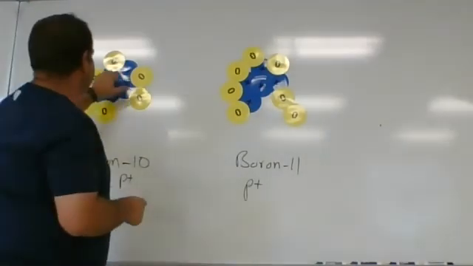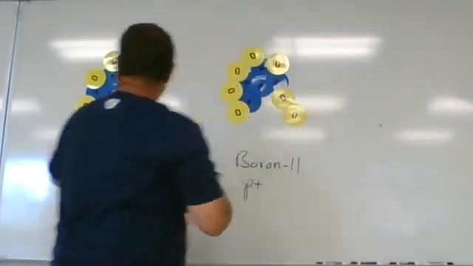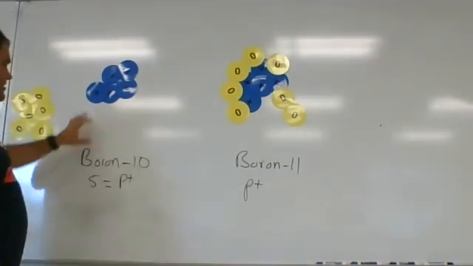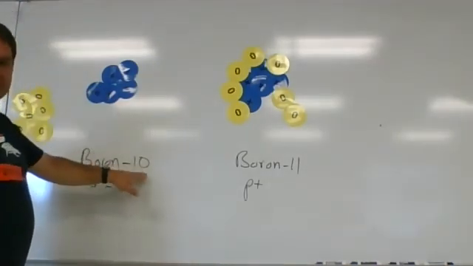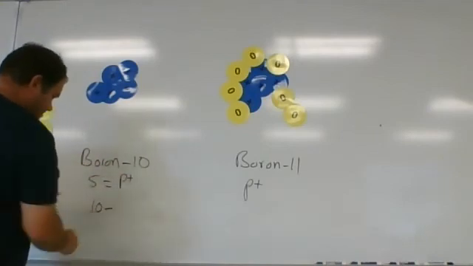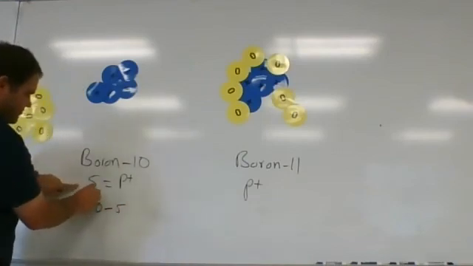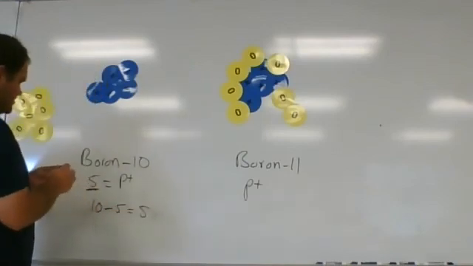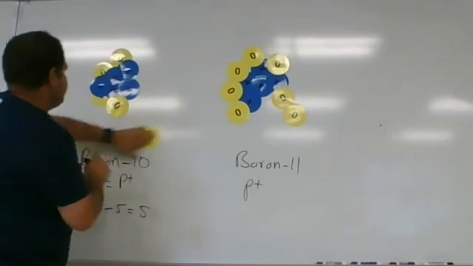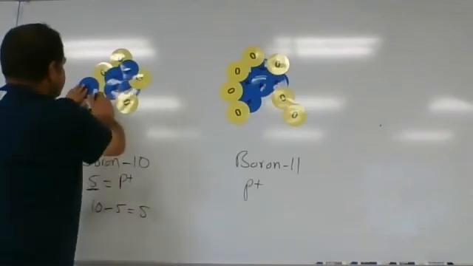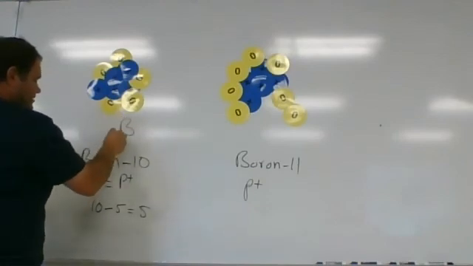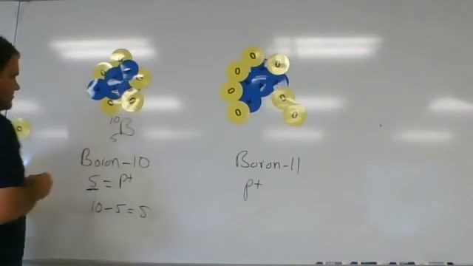So we have 1, 2, 3, 4, 5, and 1, 2, 3, 4, 5. But how many neutrons are in the nucleus? Well, boron-10 has a mass number of 10. If I take 10 minus 5, the proton number, I get 5 neutrons. So there should be 1, 2, 3, 4, 5 neutrons in the nucleus of boron-10. And I would write this symbol as boron, 5 protons, and a mass number of 10.